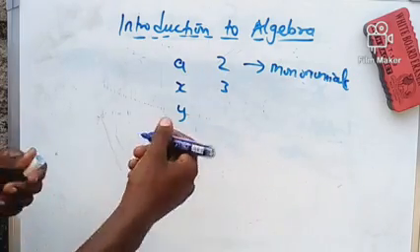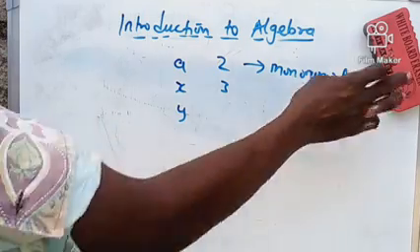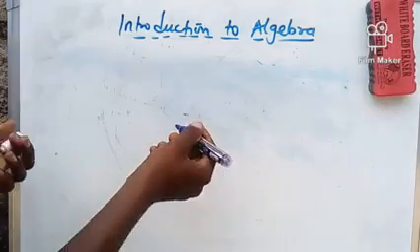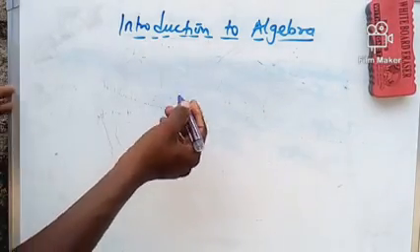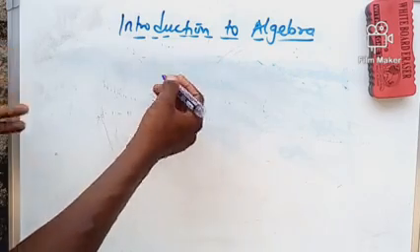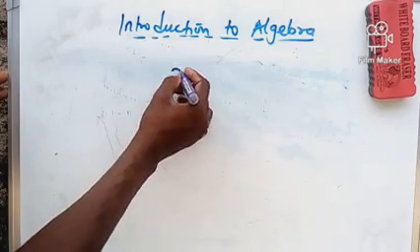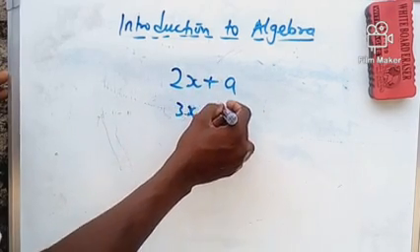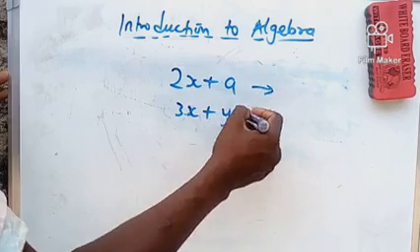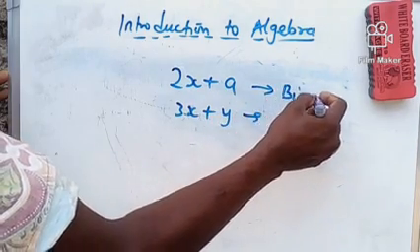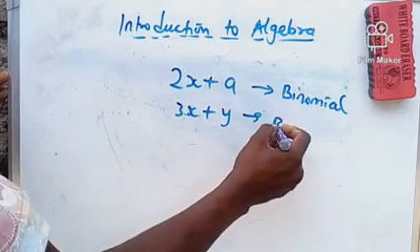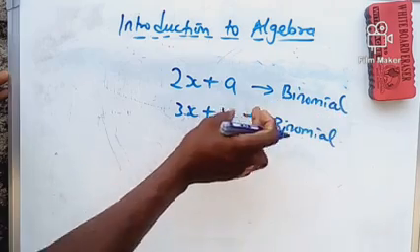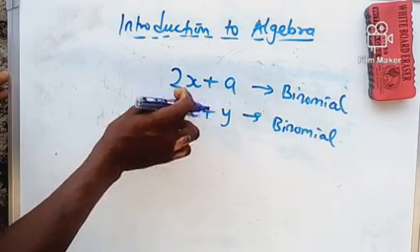When you have two terms, probably a constant and a variable, bound by addition or subtraction, let's say I have something like 2x plus a, or 3x plus y, this is called a binomial. What do we mean by binomial? Meaning it consists of two terms, the first term and the second term.